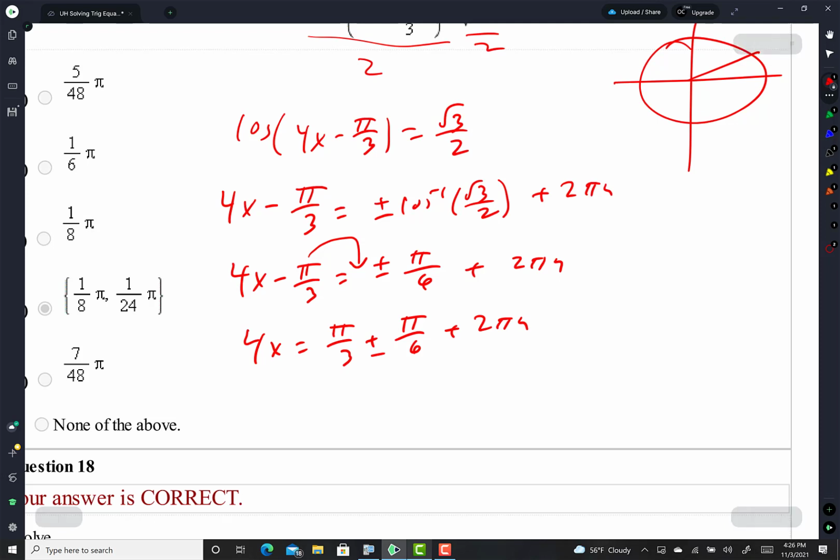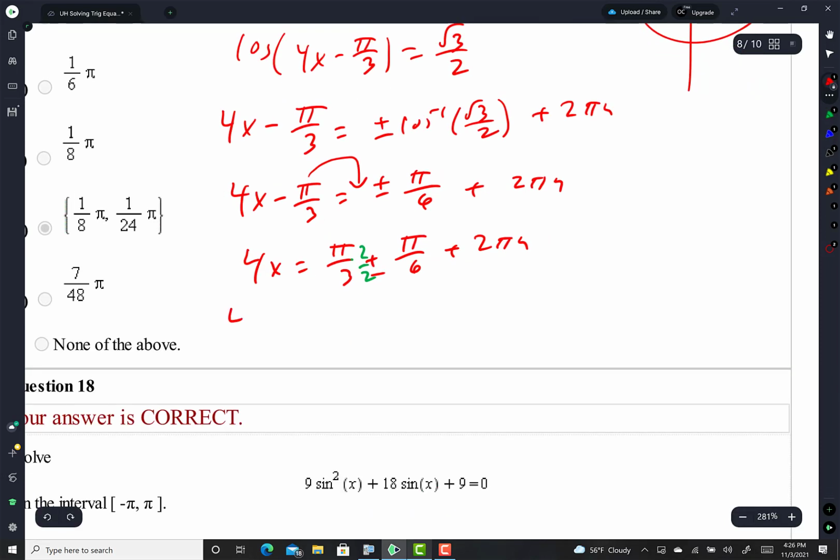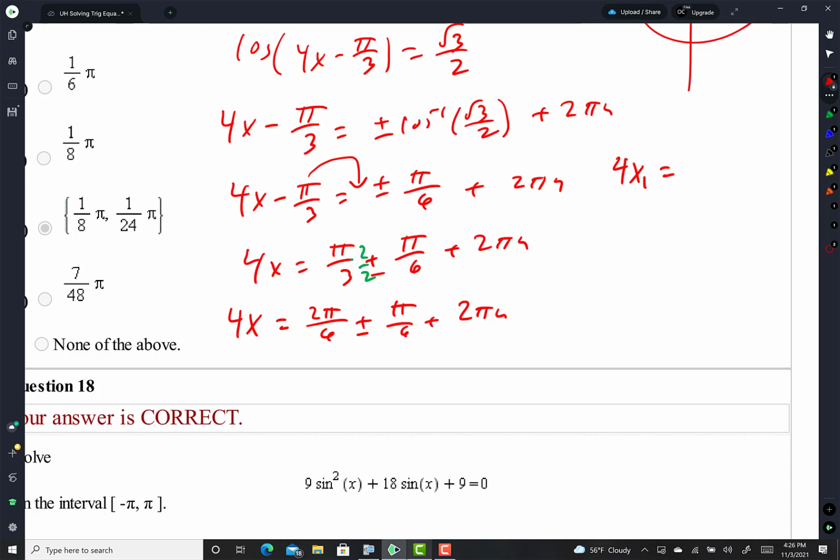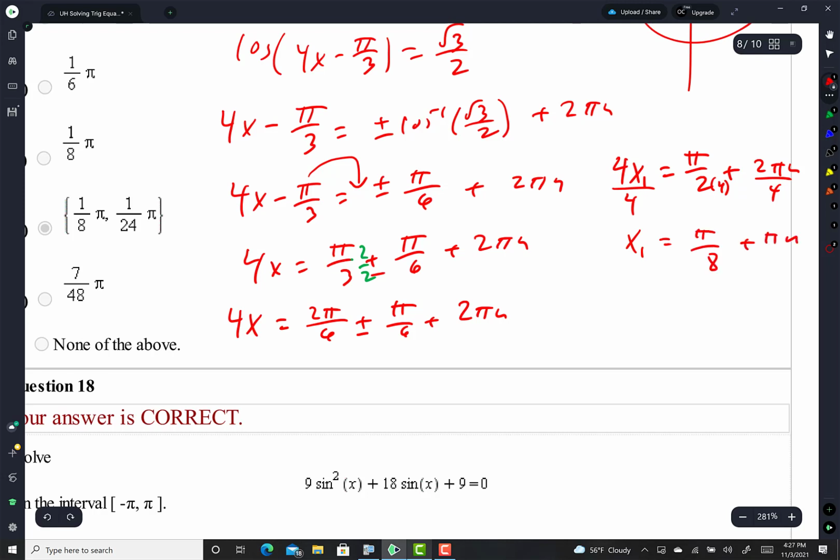And I'm going to turn that 3 there, I'm going to multiply it by 2 over 2. So I have 4x equals 2 pi over 6 plus minus pi over 6 plus 2 pi n. So here we go. 4x1 equals, add them together. 2 pi plus 1 pi is 3 pi. 3 pi over 6 is pi over 2 plus 2 pi n. Divide by 4, divide by 4, divide by 4. x1 equals pi over 8 plus pi n over 2. All right, let's do the next one.